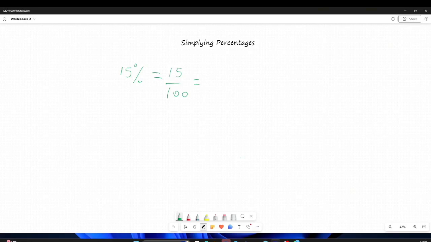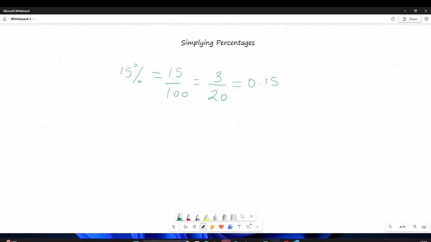And 5 times what number gives you 15? 3. Or 5 goes into 15 3 times. 5 goes into 100 20 times. Right. So this as a fraction would be 3 over 20, and as a decimal, 15% would be 0.15.